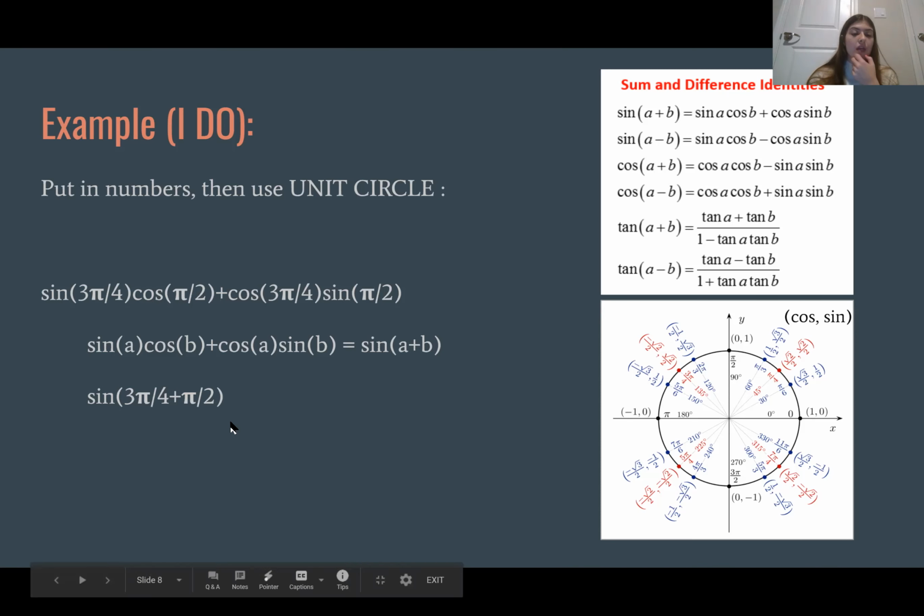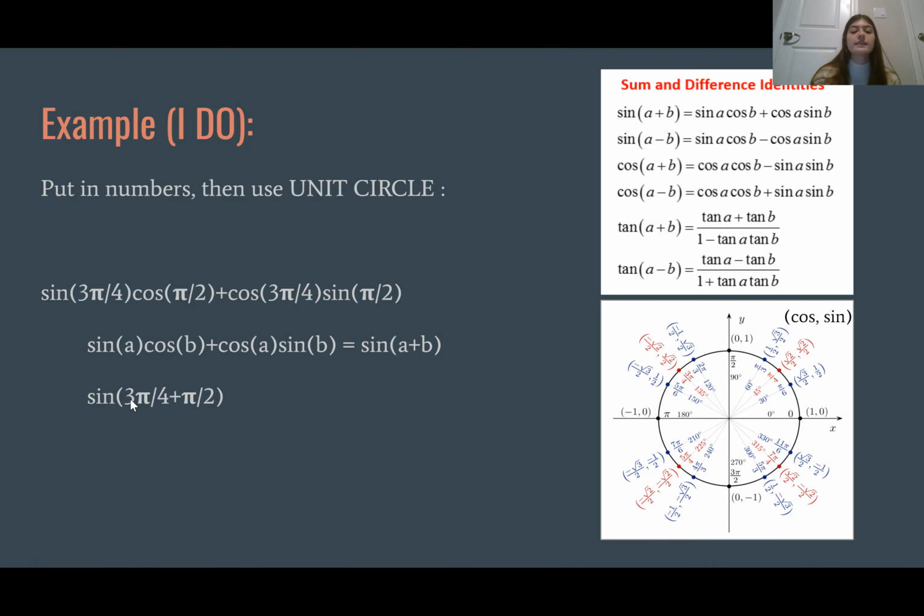right? So if we've got 2 pi over 4 plus 3 pi over 4, which is our angle A, then that's 5 pi over 4, right? So 3 pi over 4 plus pi over 2 is equal to 5 pi over 4. And all we have to do now to get this answer is take a look at our unit circle and find 5 pi over 4. So we got 1 pi over 4, 2 pi over 4, 3 pi over 4, 4 pi over 4, 5 pi over 4. It's right here.